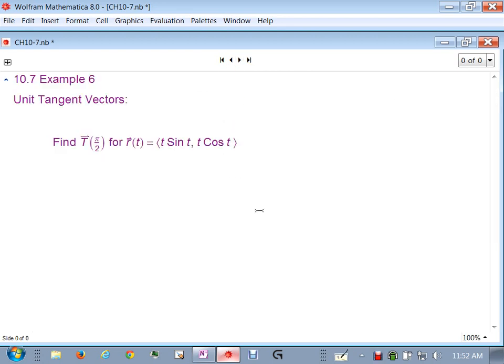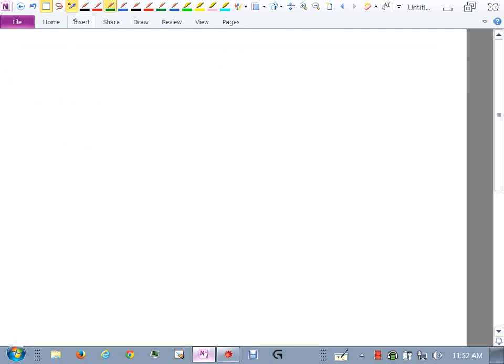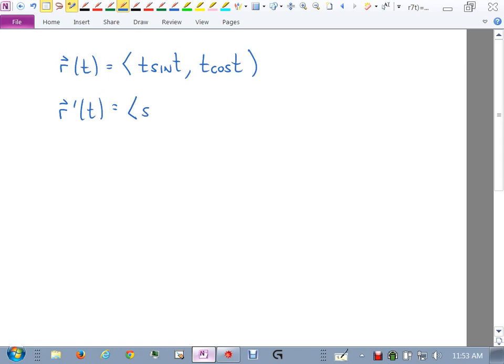So what would capital T at pi over 2 be for this one? That's the same problem we just did, right? So r of t was t sine t, t cosine t. We found our derivative to be sine t plus t cosine t, and then cosine t minus t sine t.